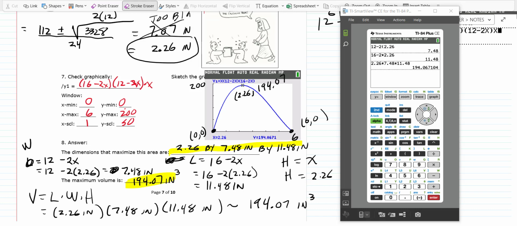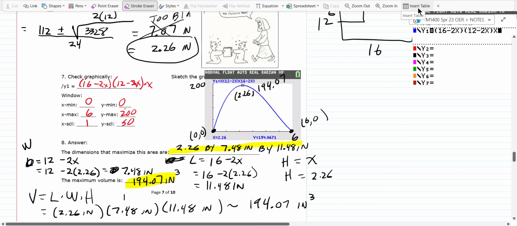Okay, so that would be how you get the whole thing put together. Now notice on your graph, if you trace it at 2.26, I mean, we graph the volume. Here's another way to get your volume. It's just trace it at 2.26. There it is. It's 194.07 right there. So you don't have to do that necessarily. You can get that from the calculator. Okay? All right. Any problem with that?